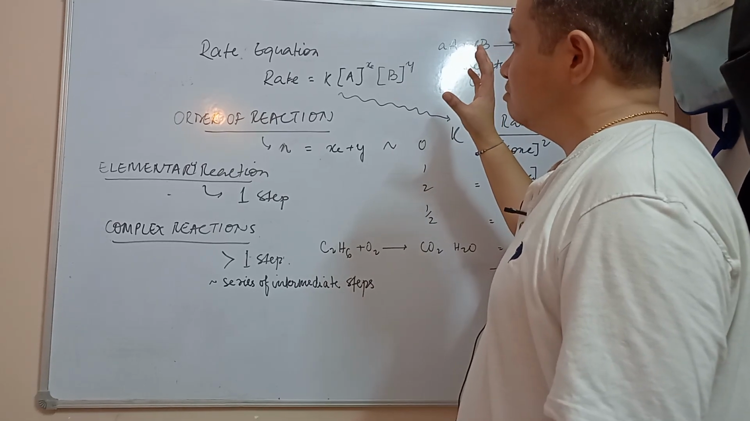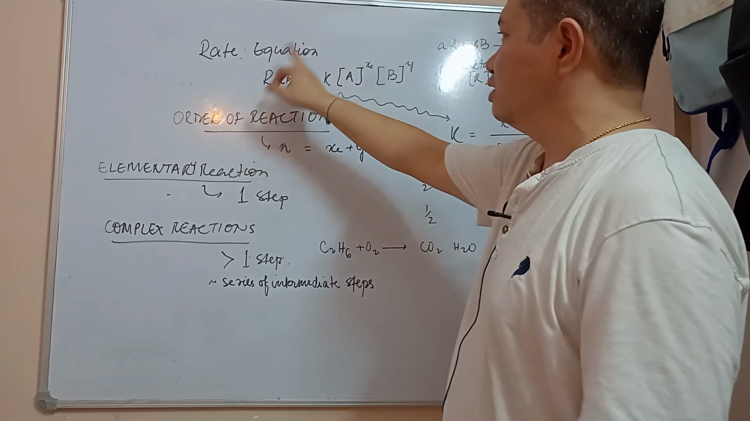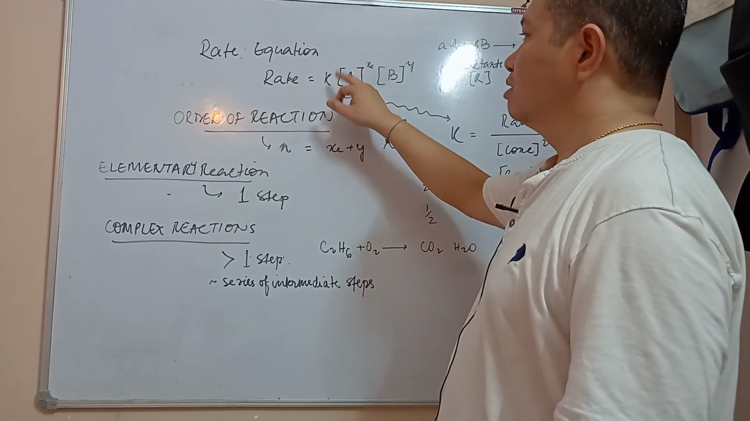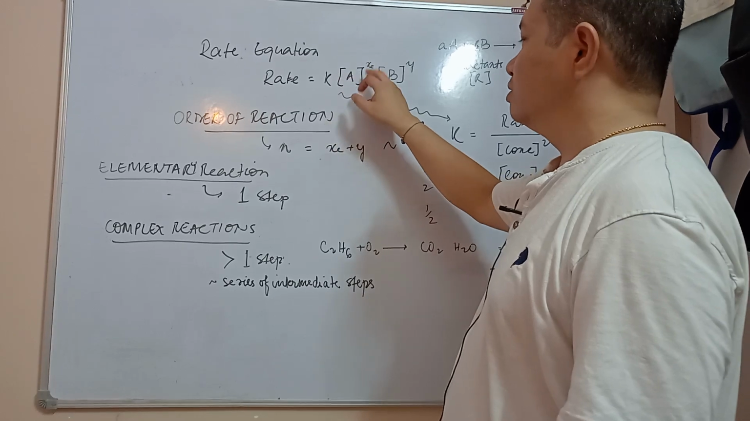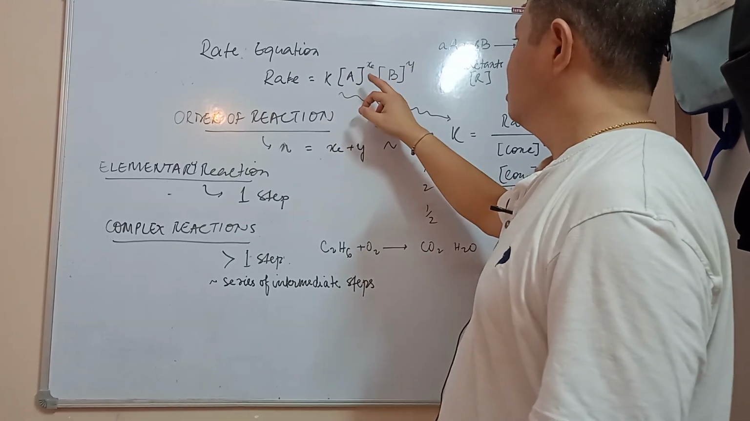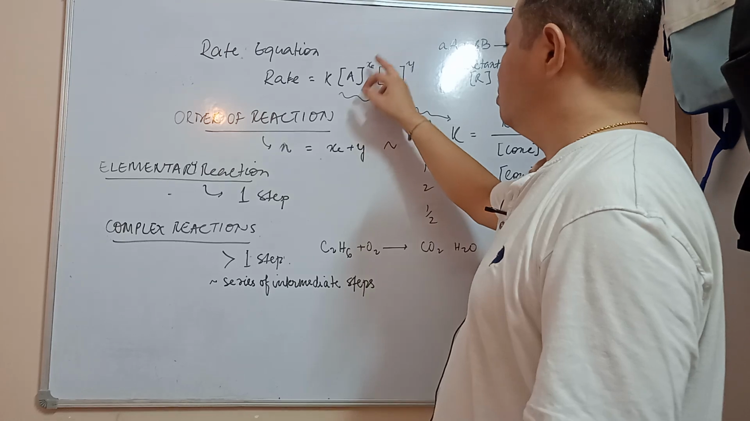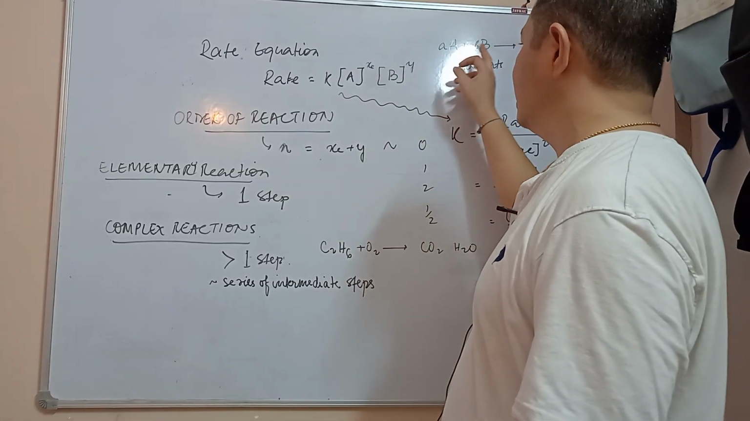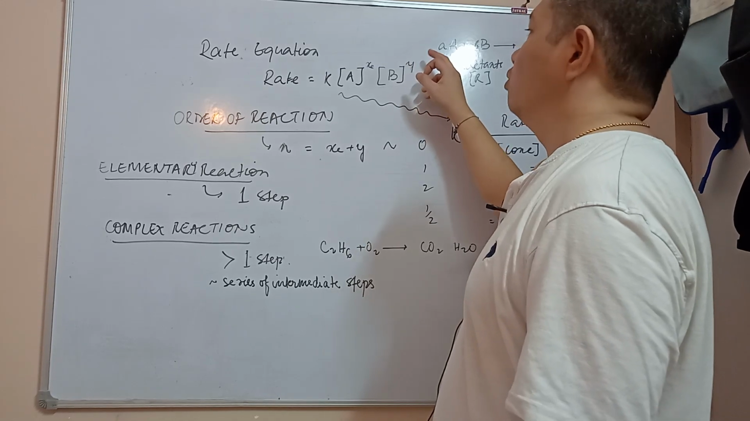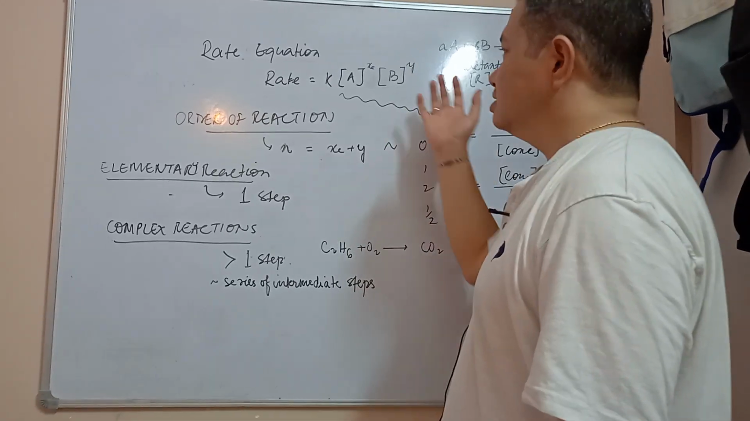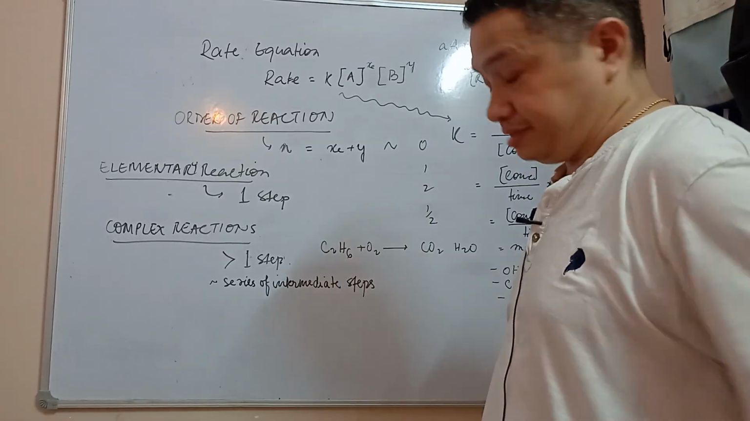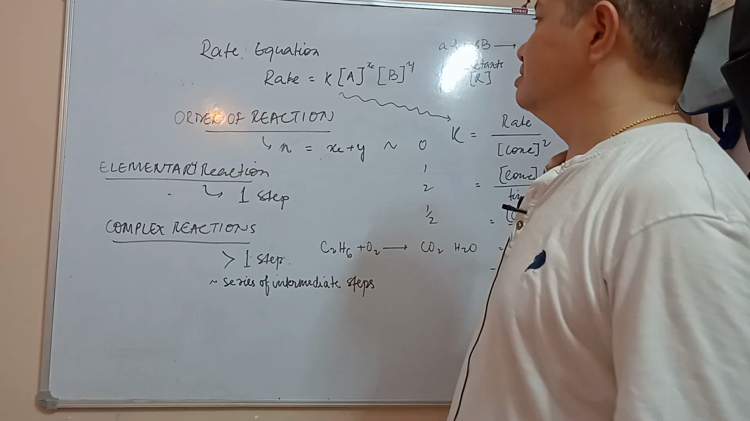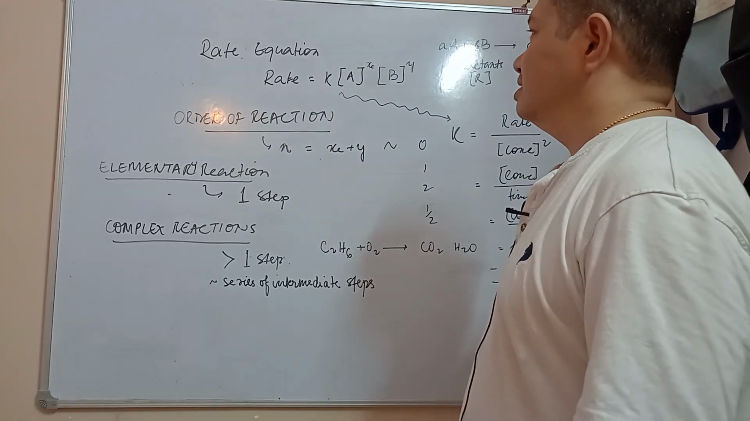So after knowing the rate of a reaction, the rate equation is written like this: rate equal to rate constant multiplied by concentration of the reactant to the power x, multiplied by concentration of the second reactant to the power y. So this is the way we write the rate equation, or rate expression, or rate of a reaction.